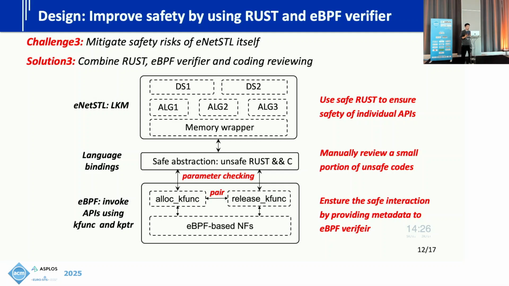Specifically, we ensure that the eBPF program adheres to the correct API usage. For example, we ensure that eBPF programs call the alloc and release APIs in pairs and prevent out-of-bound memory access. We achieve this by using the BPF kernel pointers, kptr, and BPF kernel functions, kfunc, technology, which provide metadata to the eBPF verifier framework for custom verification. For example, we can annotate the API parameter to avoid out-of-bound access, and we can annotate the two APIs to enforce such paired calls.